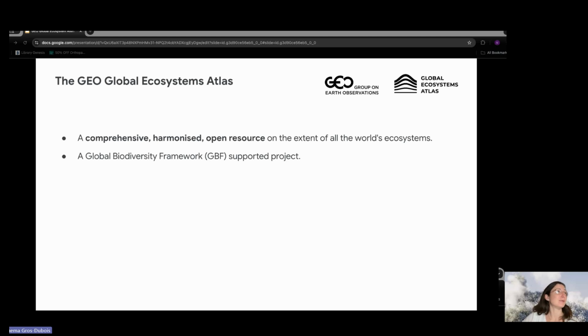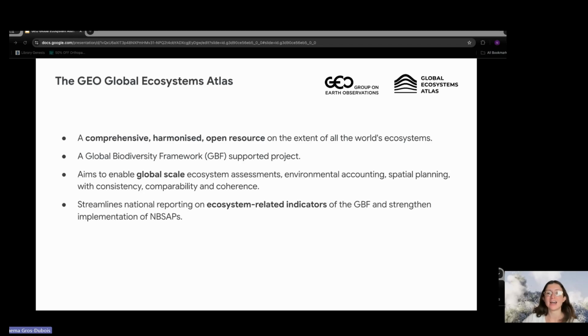So I'll start by saying the Global Ecosystems Atlas is a global biodiversity framework supported initiative and a comprehensive, harmonized and open resource on the extent of the world's ecosystems. It aims to support global understanding of biodiversity, including ecosystem assessments and environmental accounting, as well as providing data to support national reporting on ecosystem-related indicators of the GBF.